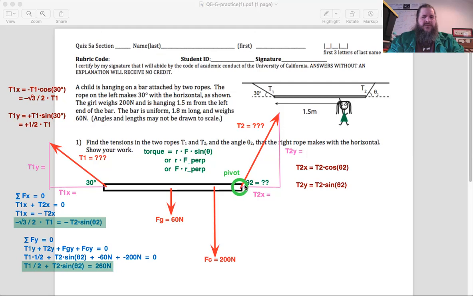And assuming that the right side is the pivot point, what forces are exerting torques here? Gravity, the child, and tension 1. Yeah, so we'll have torque from gravity plus torque from the child plus, let's call this torque 1, the torque from tension 1. And those have to add up to 0. And keep in mind, these are vectors. So we've got to take direction into account.